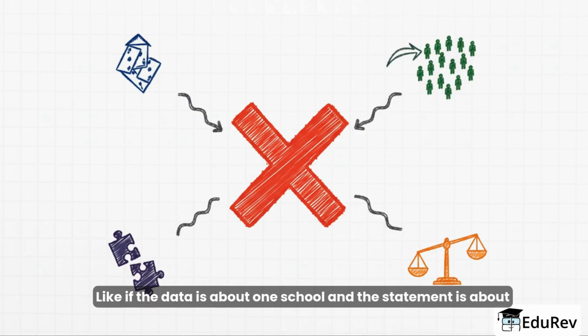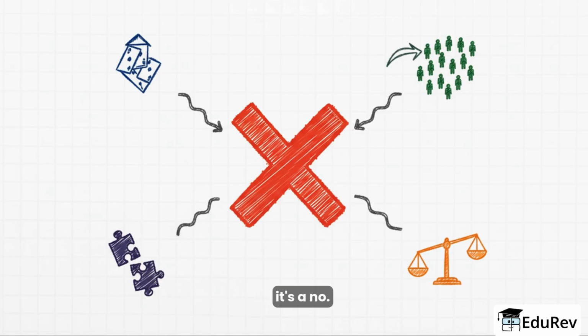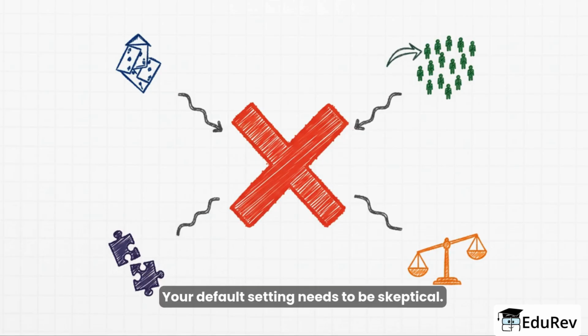Like if the data is about one school and the statement is about all students, that's an instant no. If it flat out contradicts the facts, that's an easy no. And here's the real kicker. If there's even a 1% chance it could be false, it's a no. Your default setting needs to be skeptical.